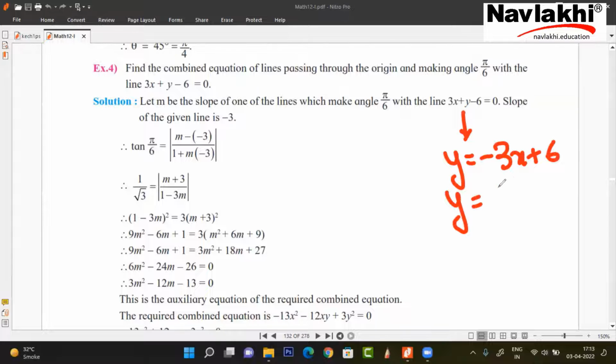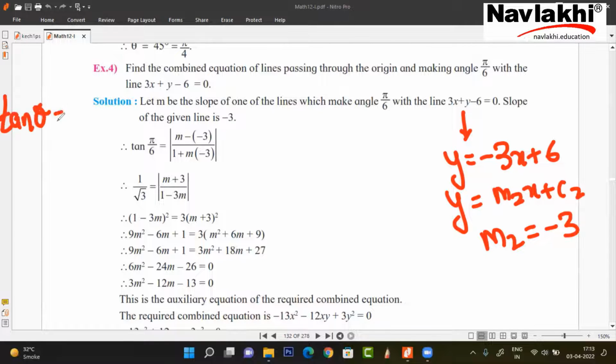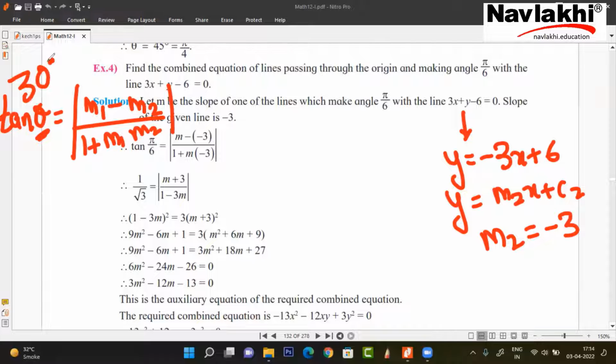If I compare with y is equal to m2x plus c2, because the required slope, if I call it m1, the second line's is m2. I got m2 as negative 3. I have my 11th standard super important formula: tan theta is mod m1 minus m2 upon 1 plus m1 m2. Clearly, they have given theta as 30 degrees. I know tan 30 is 1 upon root 3.